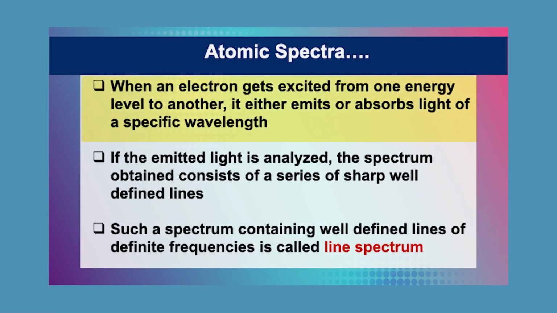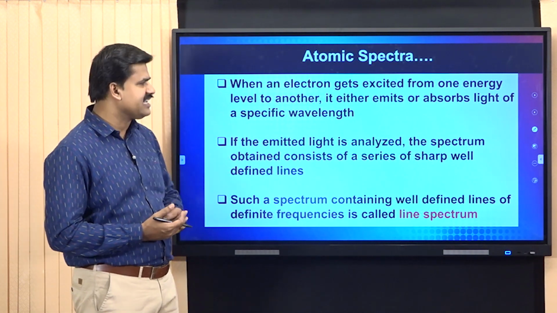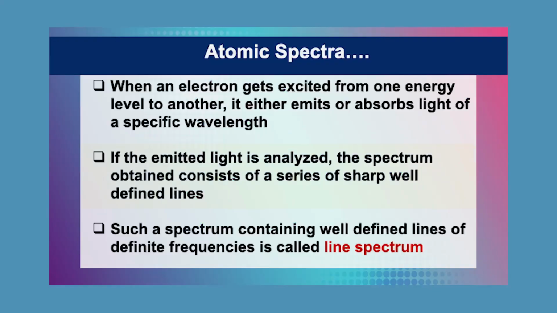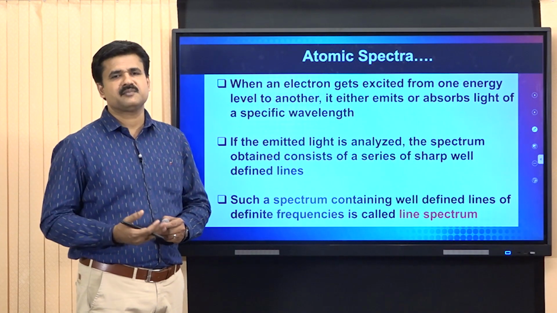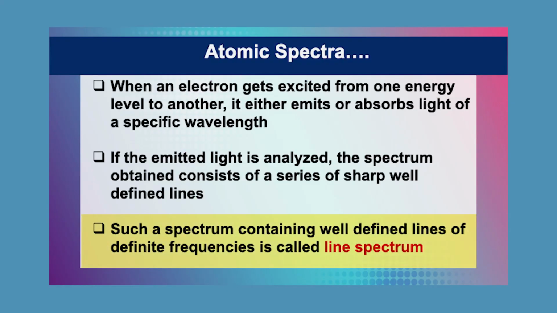When an electron gets excited from one energy level to another, it either emits or absorbs light of a specific wavelength. If the emitted light is analyzed by using a spectrometer, the spectrum obtained consists of a series of sharp, well-defined lines. Such a spectrum containing well-defined lines of definite frequency is called line spectrum.